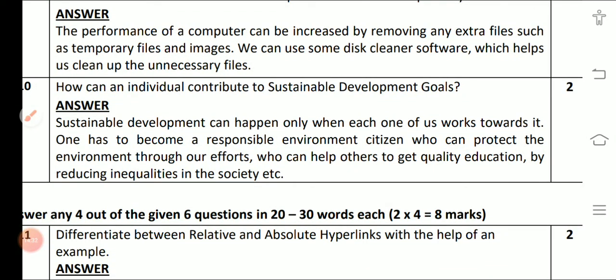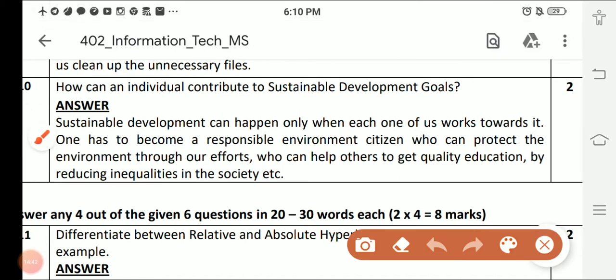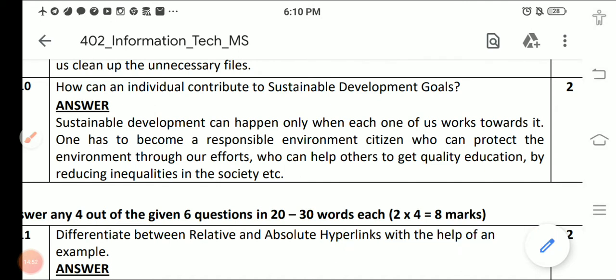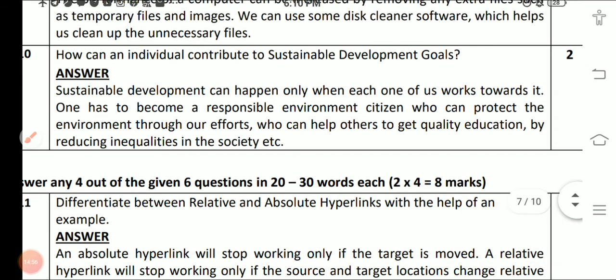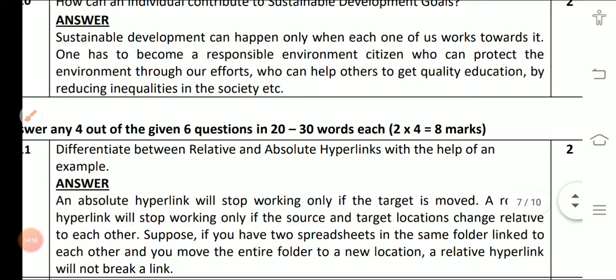Next, how can an individual contribute to sustainable development goals? How can you protect your environment? Children, it is your responsibility. You will make your efforts, and you will explain this to others, and you will take good quality education, and if you know the methods, you have to follow them. So individually, if you are doing it at your level, in this manner we can attain these sustainable development goals.